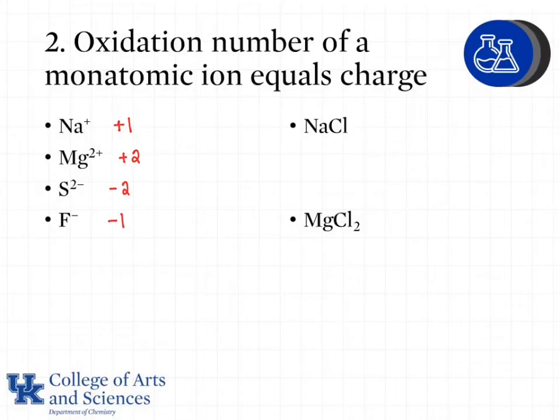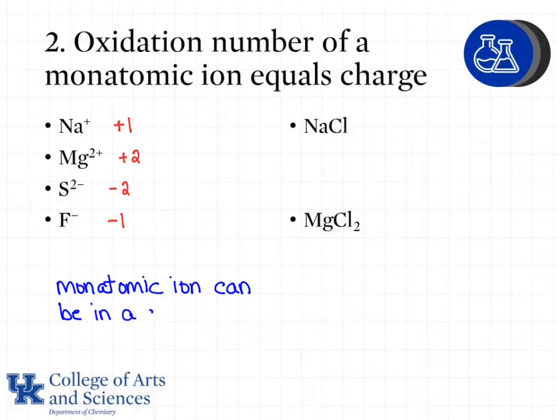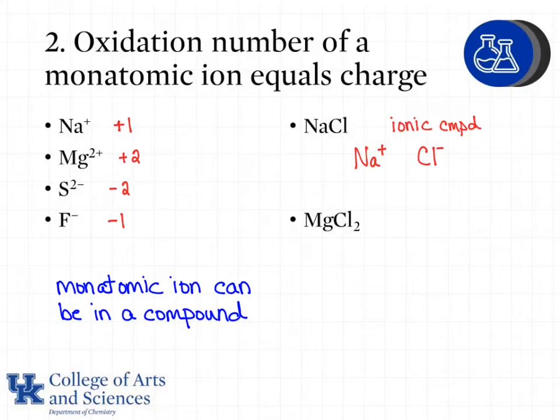Ionic compounds contain ions, so monatomic ions are present and have a charge within that compound. When we look at NaCl, we know that this is an ionic compound because we have a metal and a nonmetal. And we can determine that that ionic compound is composed of Na+ and Cl-. Therefore, the oxidation number of Na+ will be +1, and the oxidation number of Cl- will be -1.